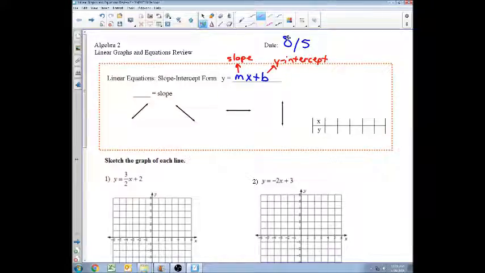Okay, talking about slope. Slope is the change in y over the change in x. Another easier way to think about that is our rise, our up and down movement, over our run, our left and right movement. Again, our slope is our m value. Again, our b value is our y-intercept. The y-intercept is where our graph will cross the y-axis.